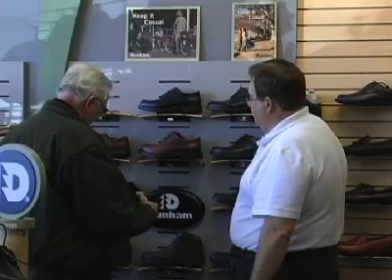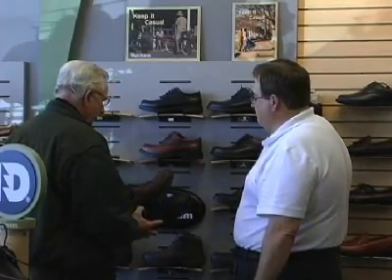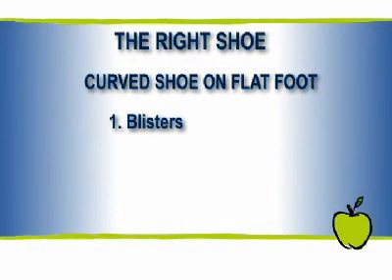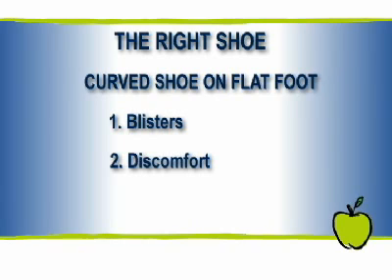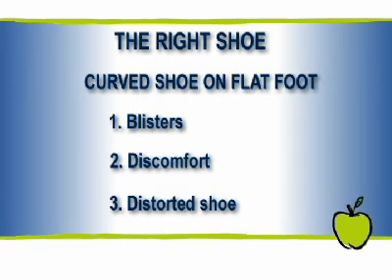The person with a flat foot who's wearing a curved shoe, which is designed for a higher arch, is probably going to experience blisters, particularly under the arch. They're going to feel discomfort there, and their shoe is going to become distorted. Ultimately, either the foot or the shoe wins, and again, blisters are very common in people having the wrong shape shoe for their foot, not necessarily the wrong size, but just the wrong shape.